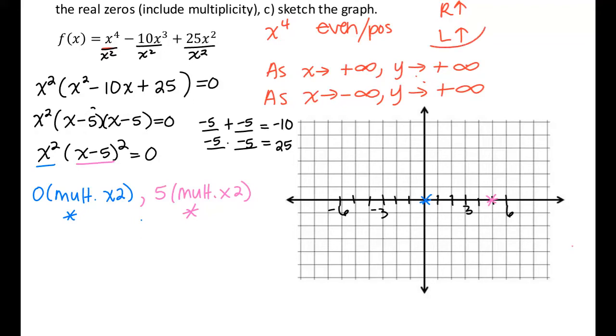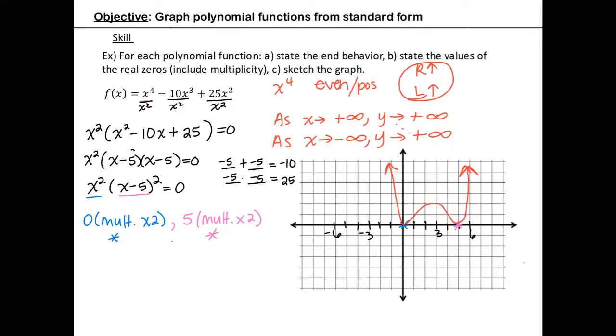The end behavior, the right goes up, the left goes up. So put an arrow upwards for both of those. And then we're going to make a W shape. So don't cross on either of those. We're going to bounce and bounce, creating a W. And that's it. So again, this isn't really anything new. It's just we're taking everything and putting it all together into one lesson. Okay?